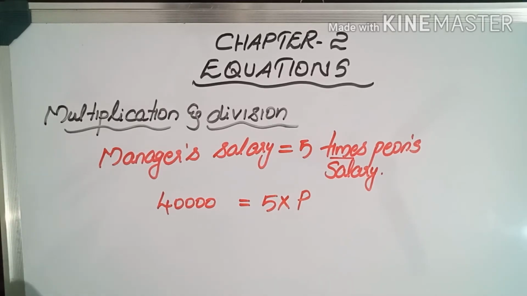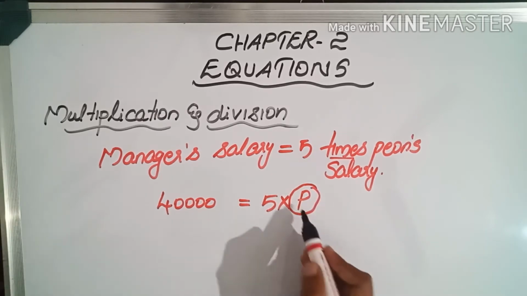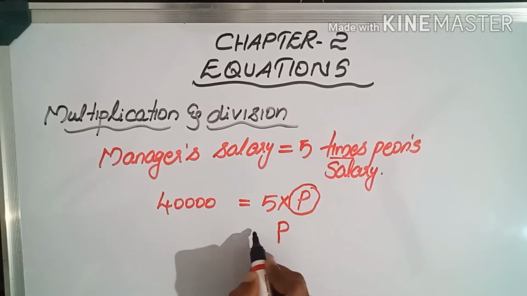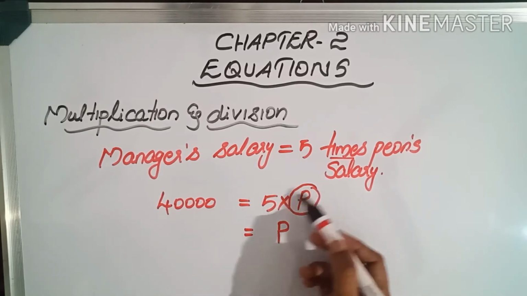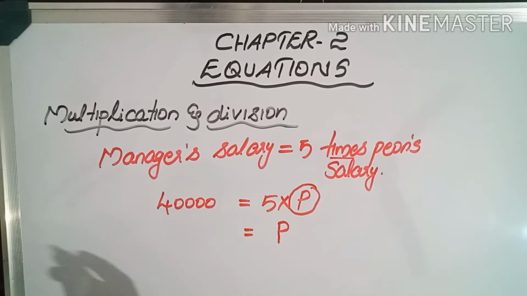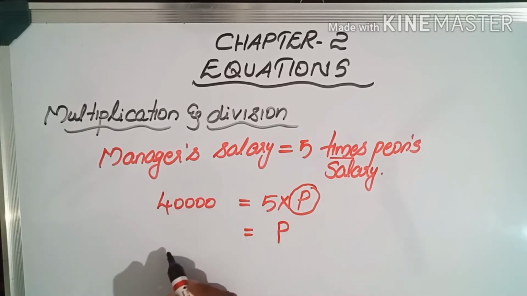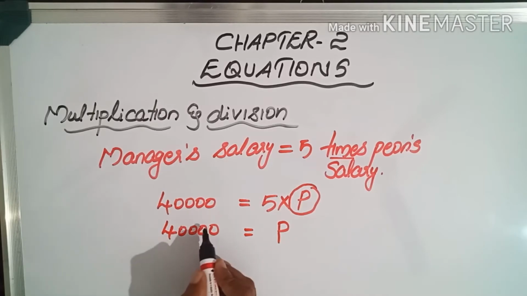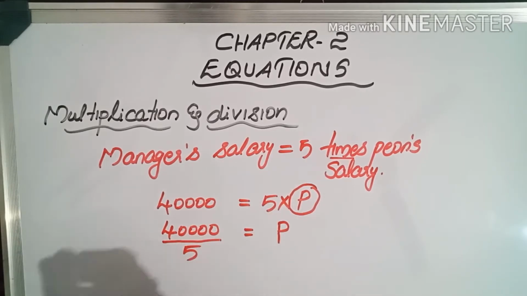So what do we need to find? Peon's salary. So keep peon's salary, P, here. What we need to find, we have to keep there itself. This 5 into we don't want here; we want only P, the peon's salary. So 5 into comes to this side as its opposite, that is division. Already 40,000 is here, so 40,000 into 5 here becomes 40,000 divided by 5. The opposite of into 5 comes to this side as divided by 5.